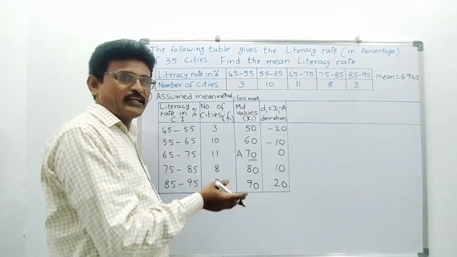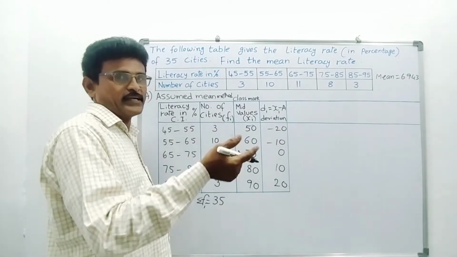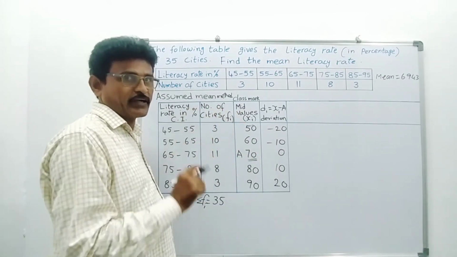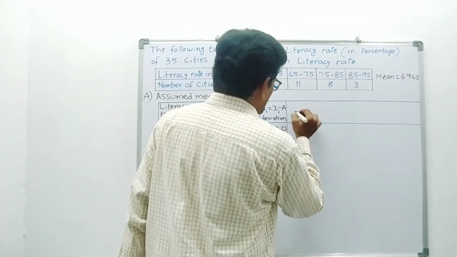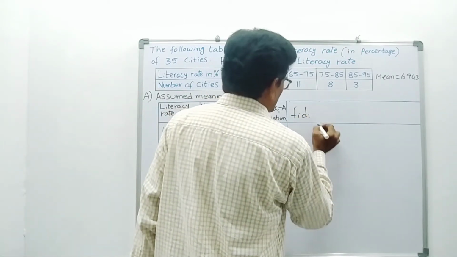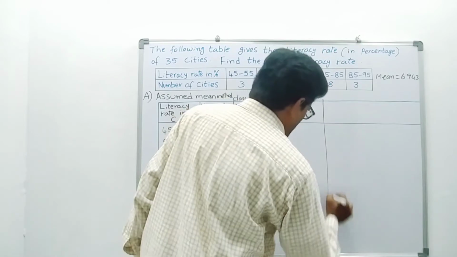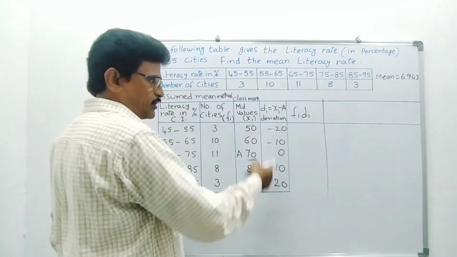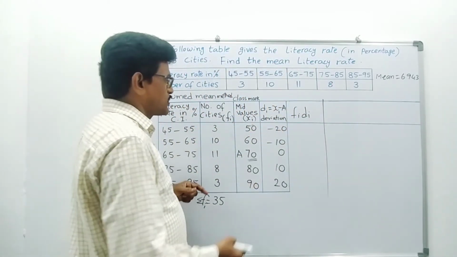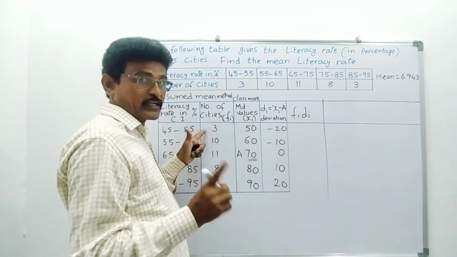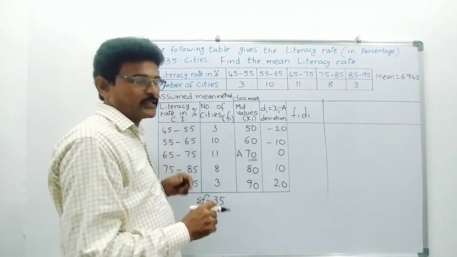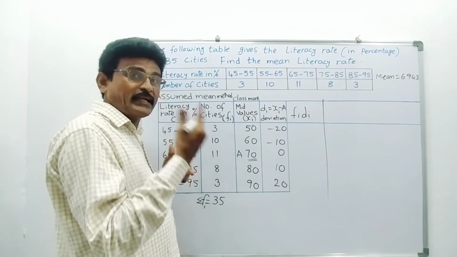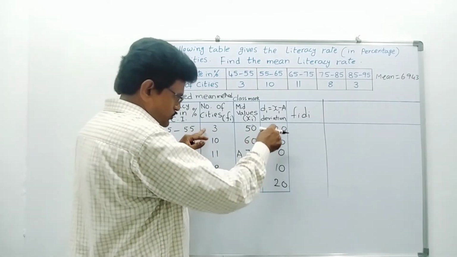So after finding di, you have to find fi di. In the first case, fi xi we were finding. In this case, we have to find fi di. What is fi di? See, these are di values, these are frequencies. First we did fi into xi. Don't get confused. In the assumed mean method, we have to multiply fi and di. So fi di, these two columns.